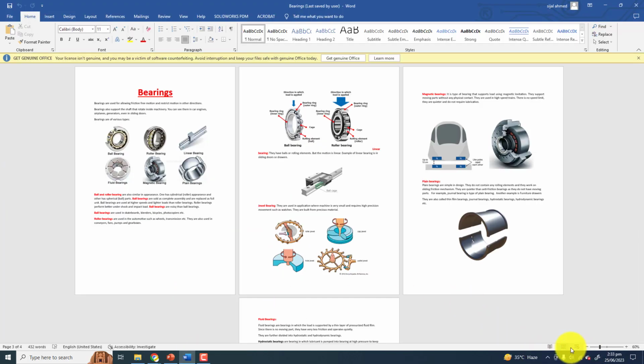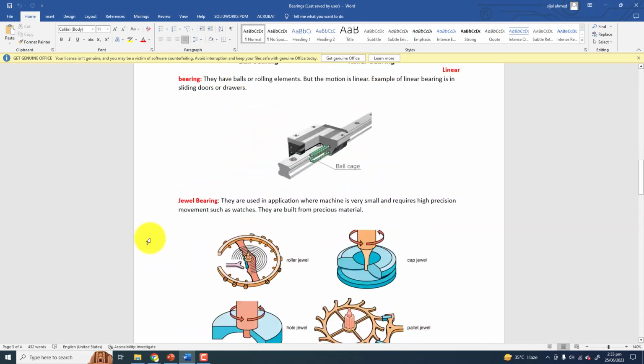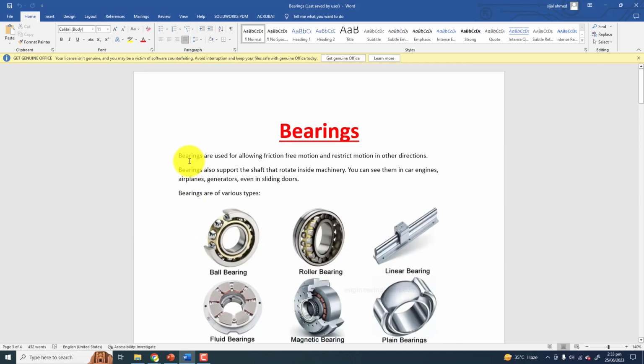If we go through this word file, let me explain the definition of different terms. First of all, bearings are used for allowing frictionless motion, or motion with very little friction. They allow motion in one direction and restrict motion in other directions. Bearings are also used to support the shaft. For example, if the shaft is very long, we use bearings to support the shaft and to allow its rotation.